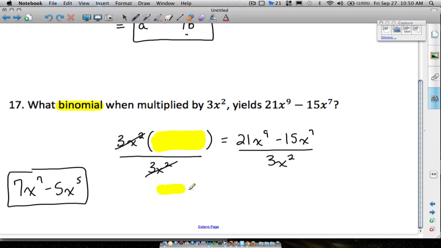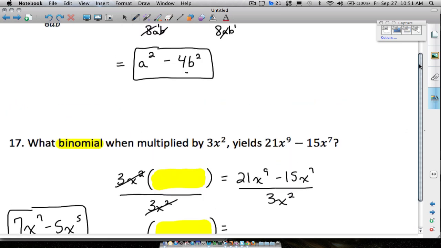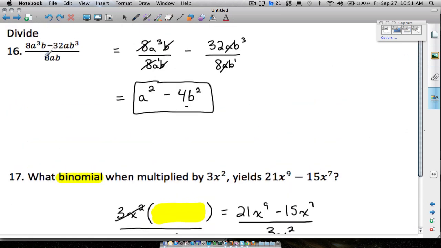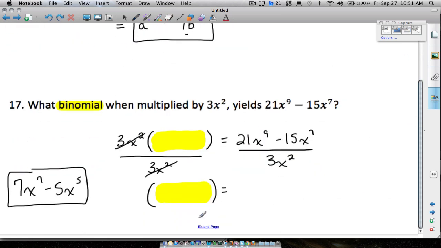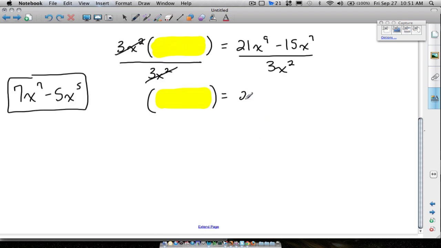So we got something that we don't know. This binomial that we're trying to find is going to be equal to this. Now we deal with this problem the same way we dealt with this one right here. We break it up into two pieces. So let's do that. 21x to the ninth over 3x squared minus 15x to the 7th over 3x squared.